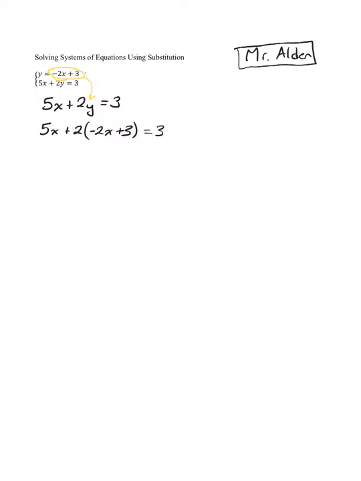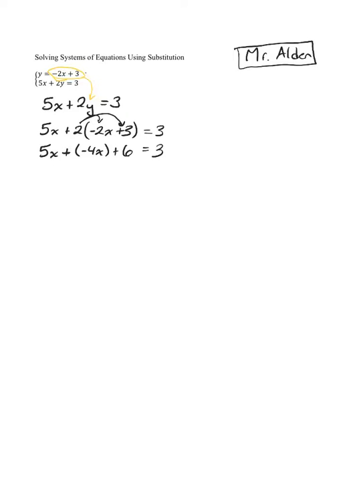So now the next thing I want to do is solve for x, because now we only have one variable. The first thing I'm going to do is my distributive property. Now, remember that I draw arrows showing me where I want to distribute to. So I'm going to have 5x, because that's not affected by anything yet. Now 2 times negative 2x gives us a negative 4x, and I'm going to put that negative 4x in parentheses so that I know that I've got a negative 4x. And then 2 times 3 gives me 6.